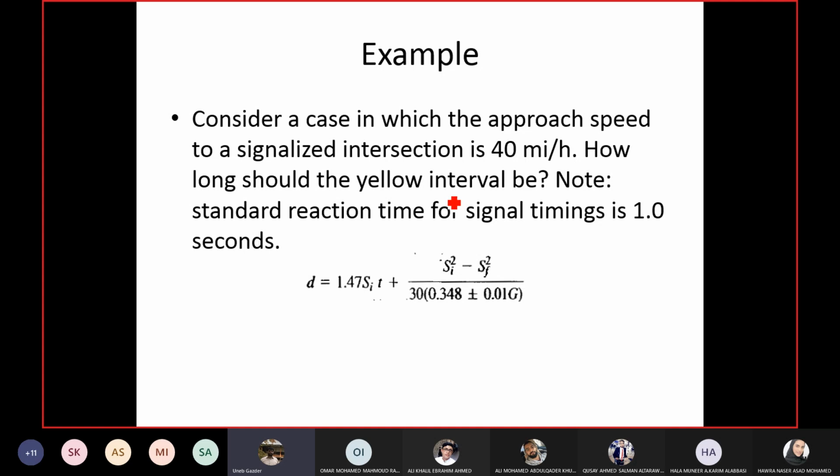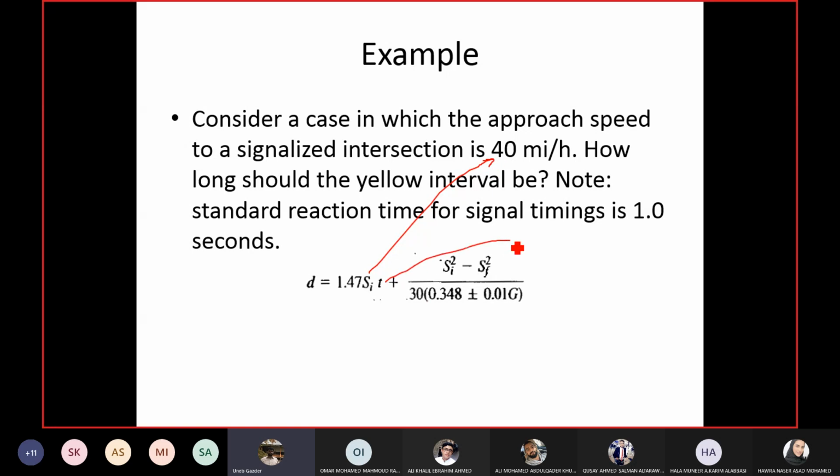The standard reaction time for signal is 1 second. Why? Because signal is something expected, and for expected situations, the reaction time is less. We discussed it with other reaction times as well. And we will use the other values as per AASHTO recommendation. Even 1 second is recommended by AASHTO. So first of all, I will calculate how much distance this driver needs to stop. His speed is 40.